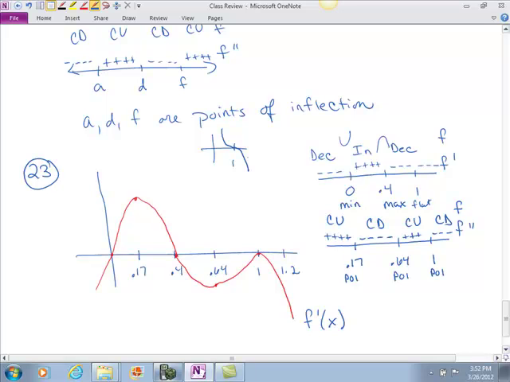Does that make sense, Jill? Okay, so did we answer the questions pretty much? Increasing, concave up, decreasing, concave down, local min and max, and points of inflection. So we pretty much answered all of their questions on number 23.